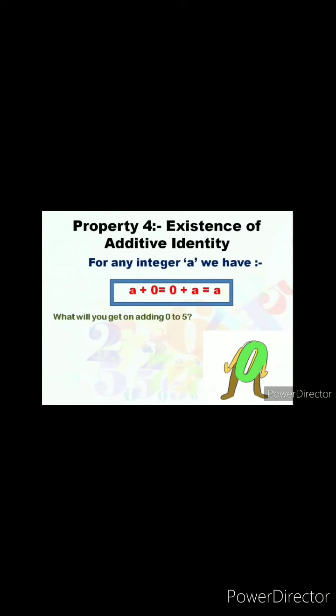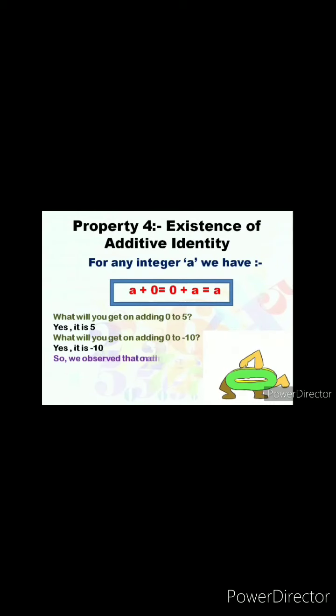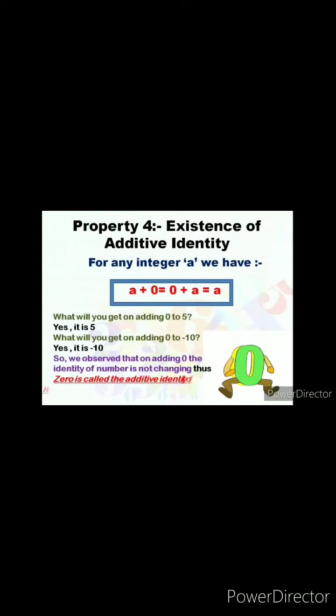Now, what will you get on adding 0 to 5? It is 5. And what will you get on adding 0 to minus 10? Yes, it is minus 10. So you can observe in both examples that the identity of the number is not changing. Isn't it? So 0 is called the additive identity of integers. And this was our fourth property, that is, existence of additive identity.